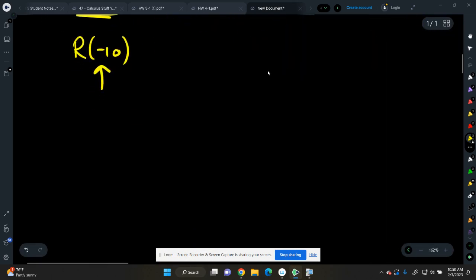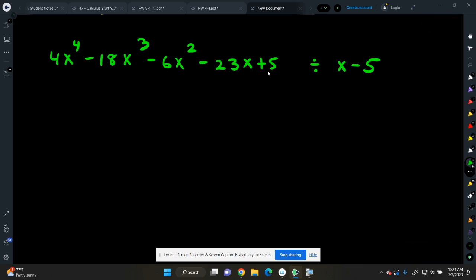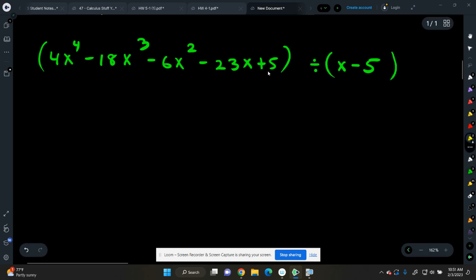Okay, let's look at another one. We're going to do 4x to the fourth minus 18x to the third minus 6x squared minus 23x plus 5 divided by x minus 5. So first off, what's the divisor here? X minus 5. Good. That's our divisor right there.